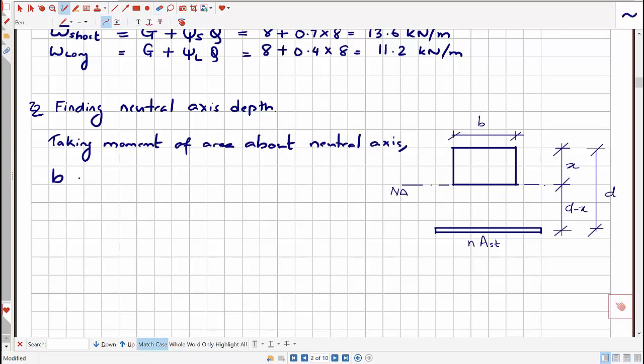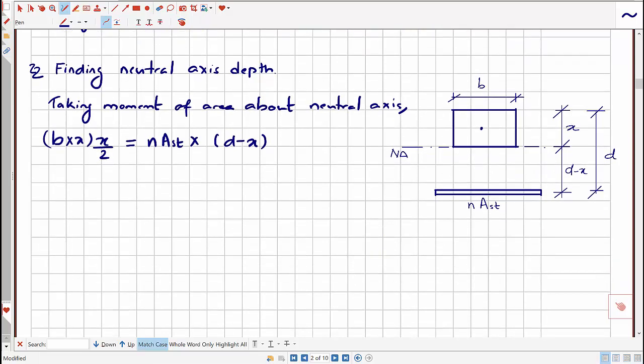B times X, the area of the concrete, multiplied by the distance from the centroid to the neutral axis, which is X by 2, should be equal to the moment of the area of the steel about the neutral axis as well. The area of the steel corresponding to the area of concrete is n Ast multiplied by the distance of the centroid of the steel from the neutral axis, d minus X. So this is a quadratic equation, and we can solve it to find X.